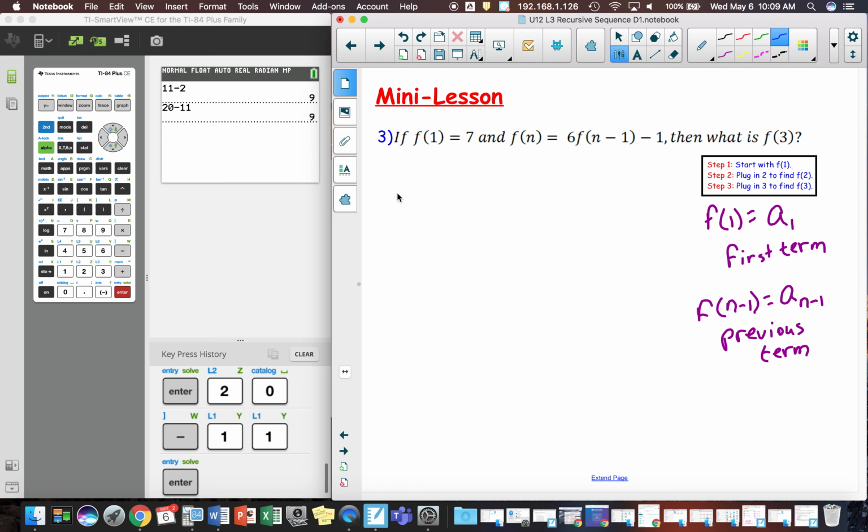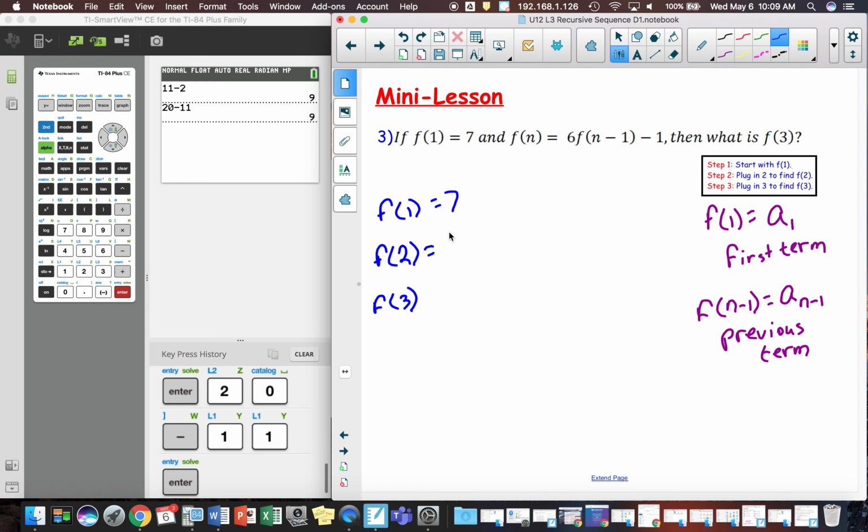So first term, they're saying that f of 1 equals 7. Now they're asking for f of 3, so we need to find f of 2. We can't just jump to f of 3. Now, be careful. You can't just plug in 3 into n. That's not how this works, okay? So instead, I need to find f of 2 first, and then find f of 3.